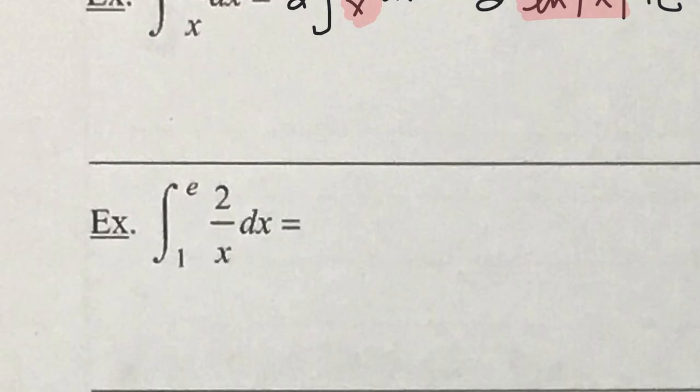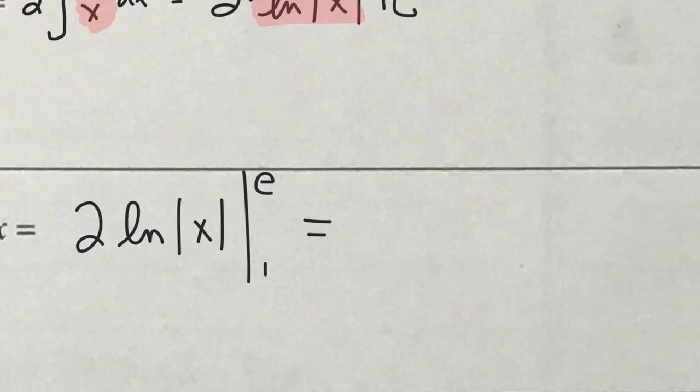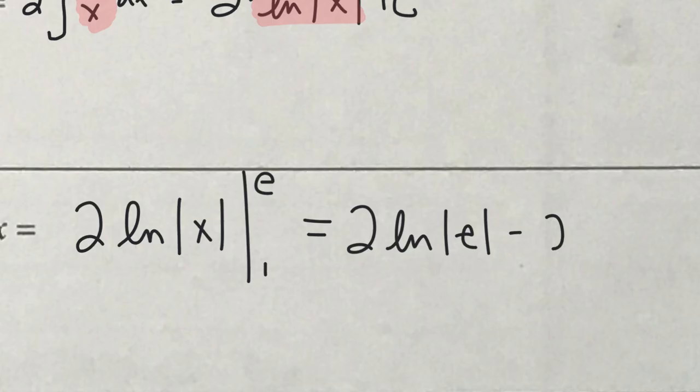So this one says, now we're going to evaluate it from 1 to e. Right, now we have a definite integral. So, well, we've already taken the integral. Let's not have to do that again. So that's 2 natural log of x evaluated from 1 to e. Okay? Right, so when we have bounds of integration, we solve them like this. So that is 2 times the natural log of e minus 2 times the natural log of 1.